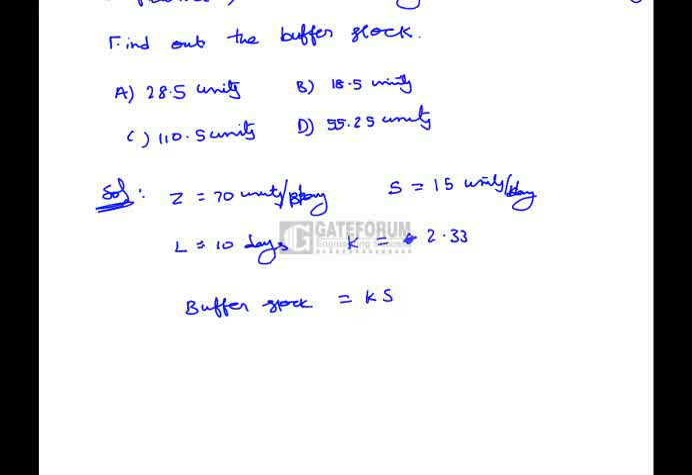Buffer stock is given by K S root L, where K is the service constant, L is the lead time, and S is the standard deviation of the demand distribution. Here these are the values. K is 2.33 into 15 into root of 10 and is equal to 110.5 units. So in the options, the correct option is C. C is the right answer.